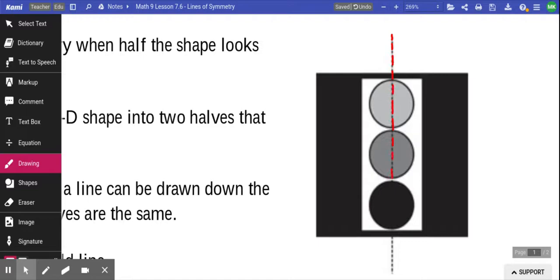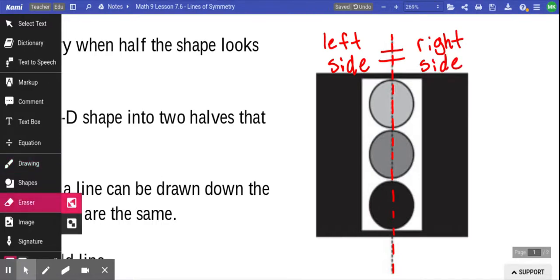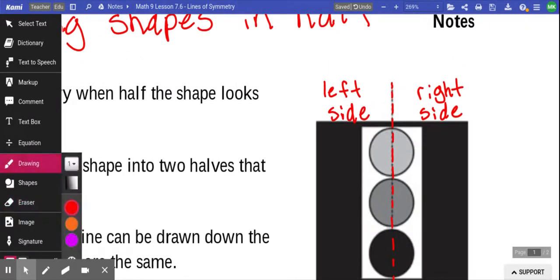That would be me cutting the shape perfectly in half so that the left side is identical or equals the right side. It's identical. Awesome. That is called a line of symmetry. So this thing right here, that is a line of symmetry.